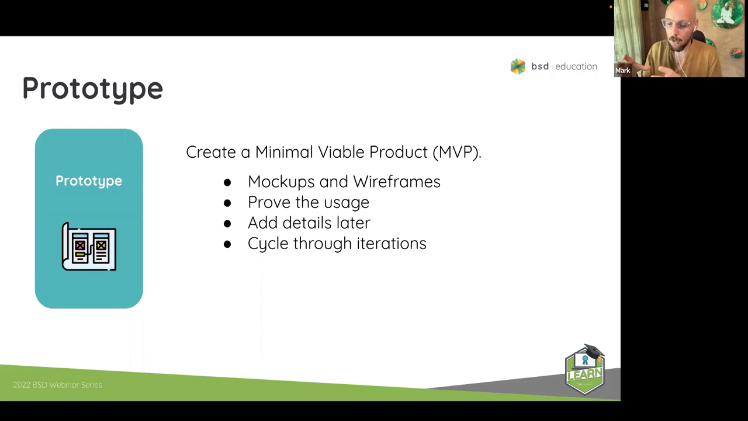So that means it should look like it. It should be good enough that we can test it so that we can prove that it's actually going to be a useful product. So it doesn't necessarily have all of the details. It's not painted with a logo on it and doesn't have every perfection to it, but it's good enough for us to use.